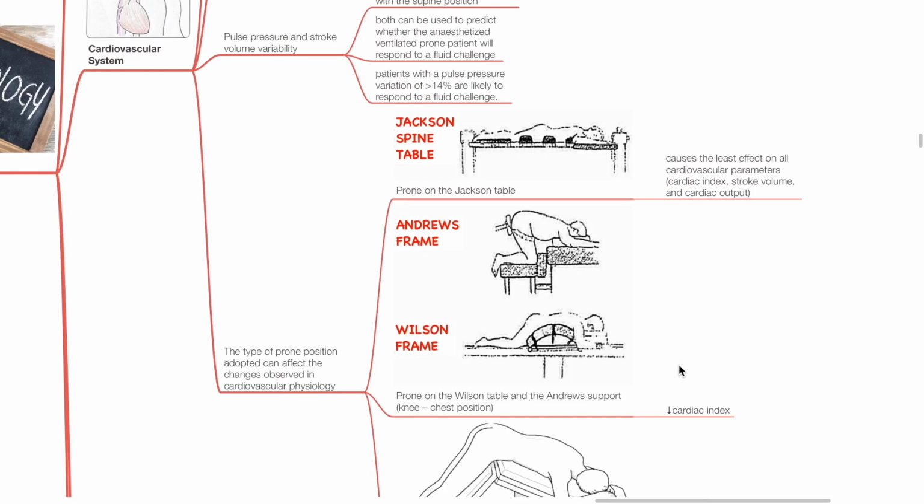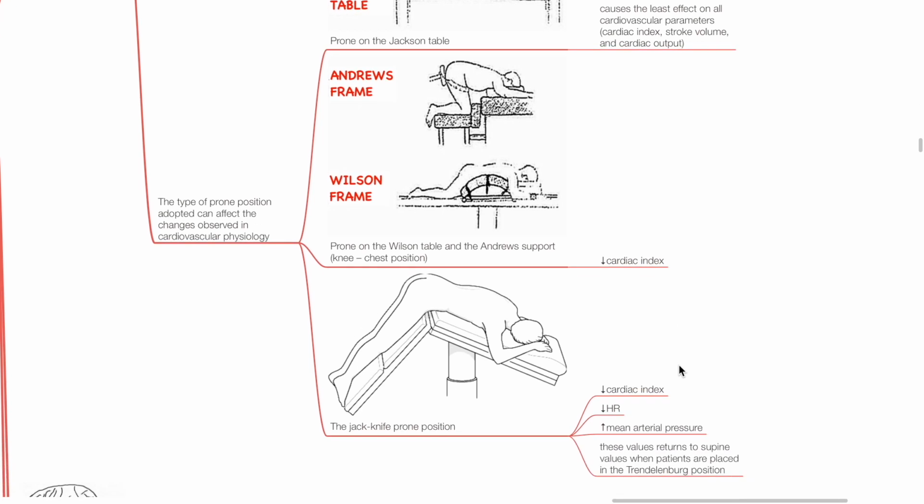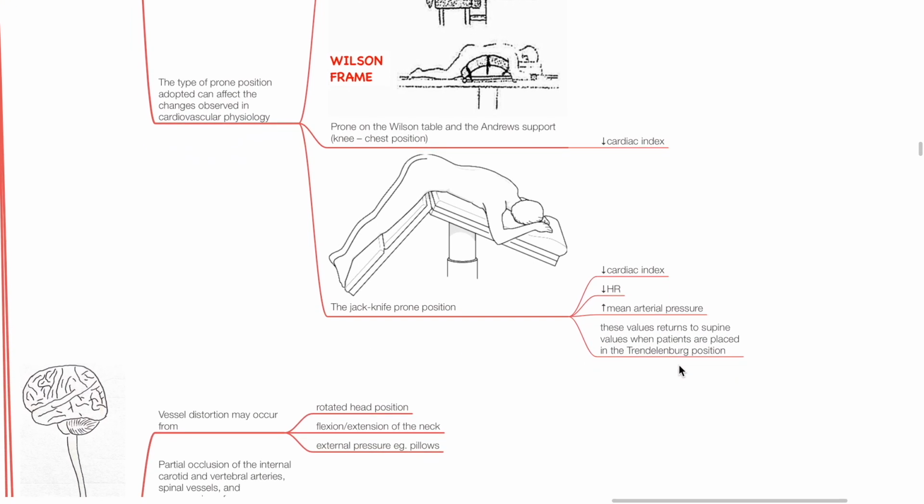The type of prone position adopted can affect the changes observed in cardiovascular physiology. Prone on the Jackson table causes the least effect on all cardiovascular parameters. Prone on the Wilson table and Andrews support, the knee-chest position, results in more reduction in cardiac index. The jackknife prone position results in reduced cardiac index, reduced heart rate, increased mean arterial pressure, and these values return to the supine values when the patients are placed in the Trendelenburg position.